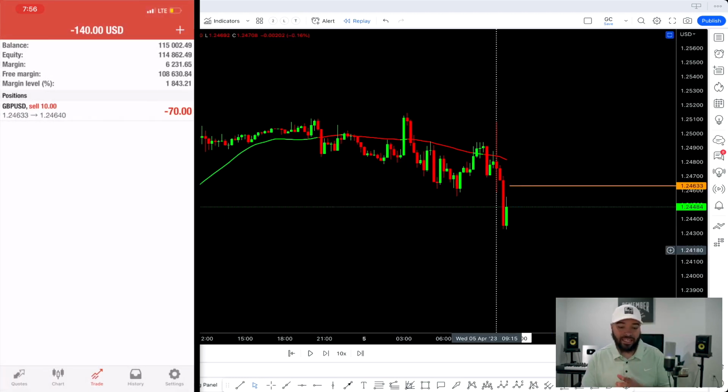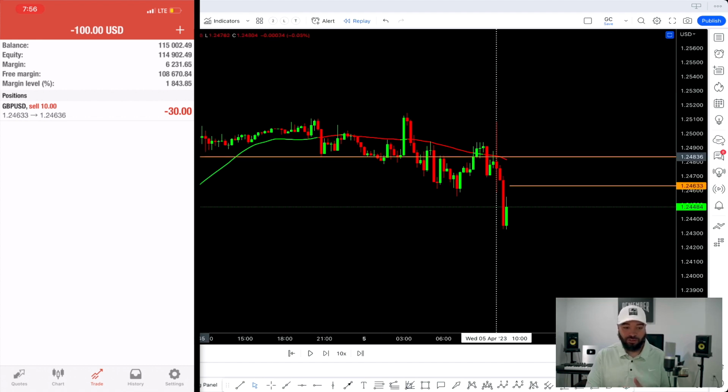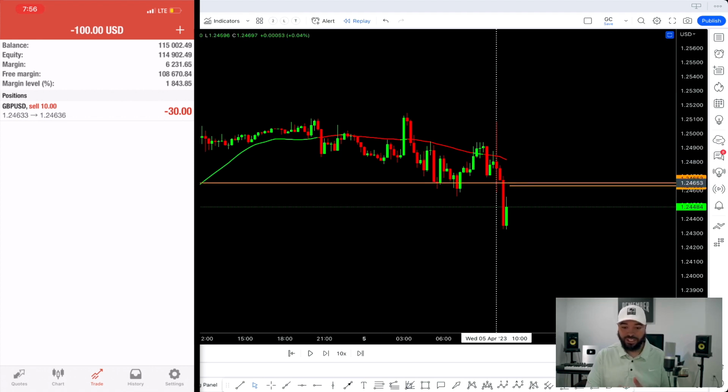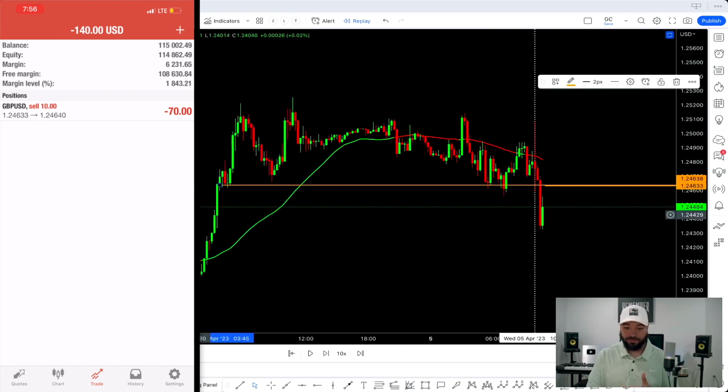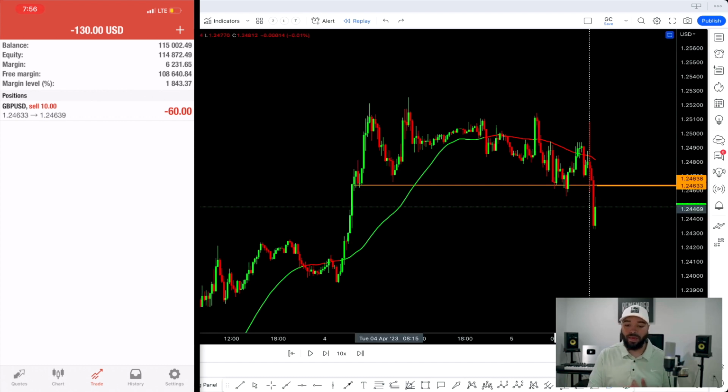Now, why did I get in that high? Because that's where the structure level is. You see what I'm saying? That's where the structure level is. Let's even go back. Do you see what I'm saying? That's where the structure level is. Hold on. Let's go back and look at it. Structure. You see that? Bam. See that? Bam. So that's where I waited for the pullback.